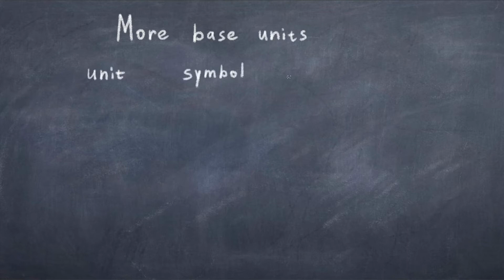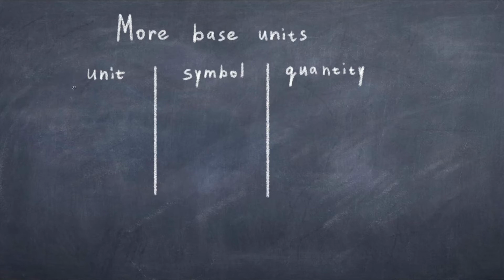Moving on to the fourth fundamental unit, we find the ampere, or in short, capital A. This is the unit to measure electrical current. Next we have the Kelvin, or in short, capital K. This is the SI unit for temperature, and it's not Celsius.